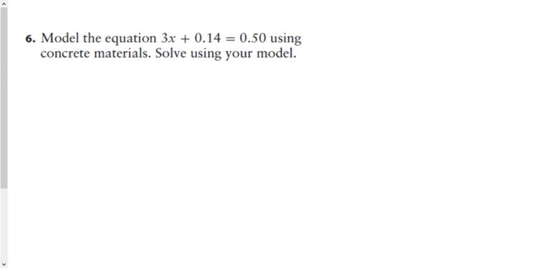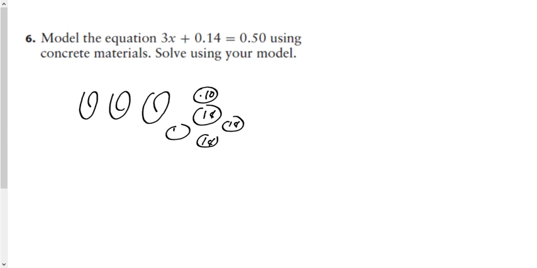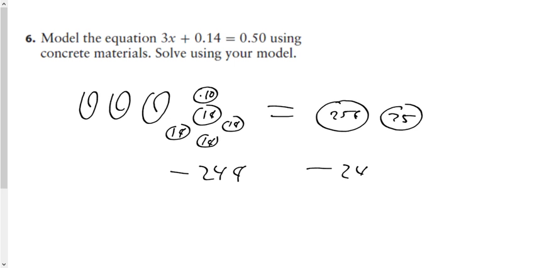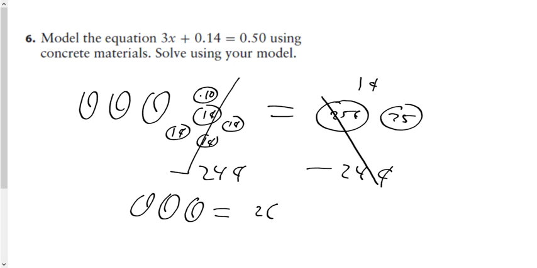Question number 6, it says model this equation, so we can use our paper clips again. So 3 paper clips plus 14 cents. Oh, we got to do 1 cent, don't we? 1 cent, 1 cent, 1 cent, and 1 cent. So 3 paper clips and 14 cents is equal to 50 cents. So that's what it would look like. Solve using your model. I'm going to subtract 24 cents from both sides. Oh, I'm only supposed to subtract 14 here. That leaves me with 3 paper clips equal to 36 cents, which is divisible by 3. Then each paper clip is worth 12 cents. Don't worry about modeling those. I don't think I'm going to have that on your tests anyway.